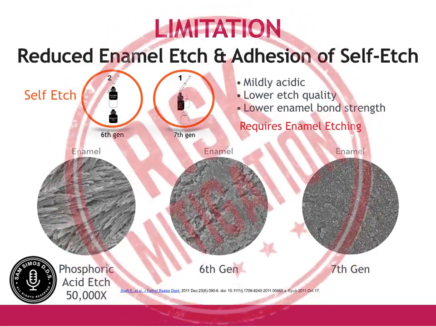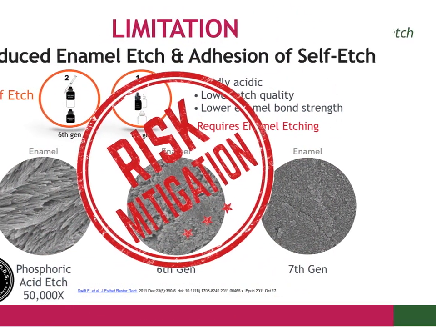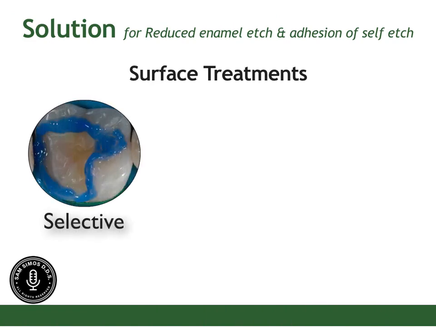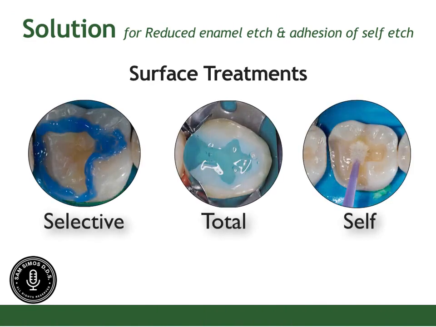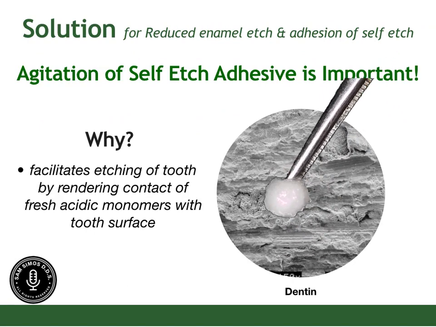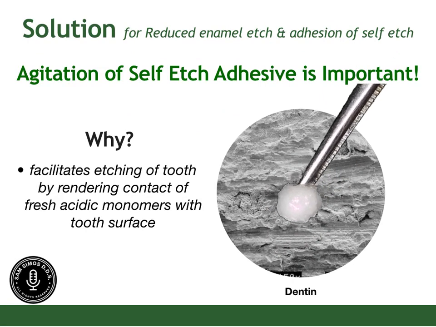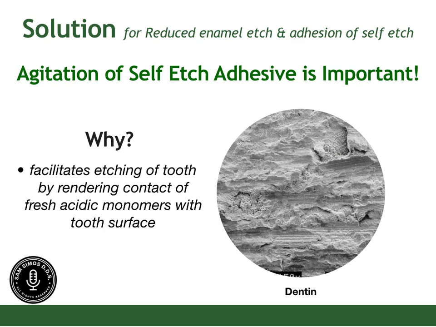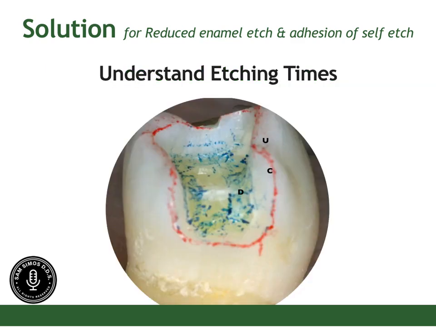So let's talk about how to mitigate risk, right? Well, what do we want to do with these? What's the solution? Well, because we can use a selective, total, or self-etch with the 6th or 7th generation, I would say stick with the selective or the total etch with these adhesives. That's one solution. The other solution is make sure that we have enough agitation within the dentin and enamel when we're using these, because when you render contact of these fresh acidic monomers with the tooth surface, you get more penetration. Okay, so make sure we use these adhesives properly.